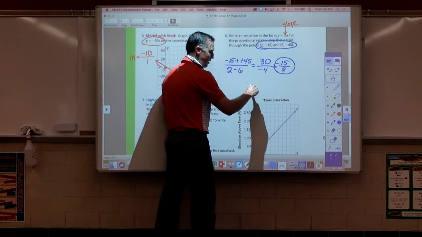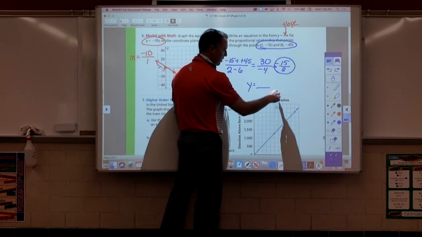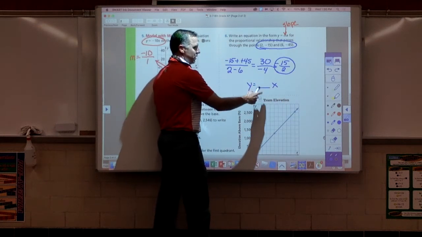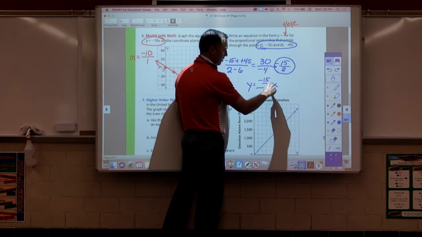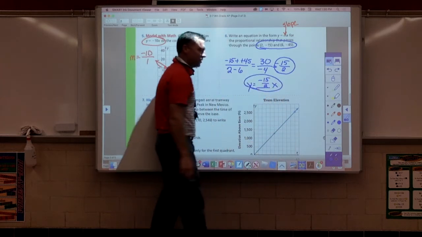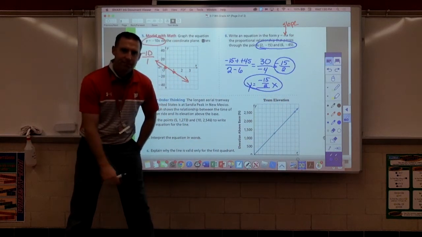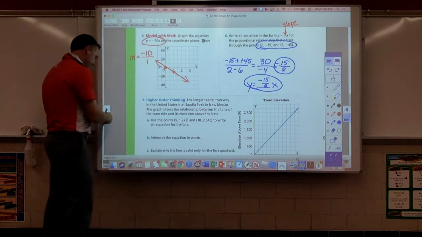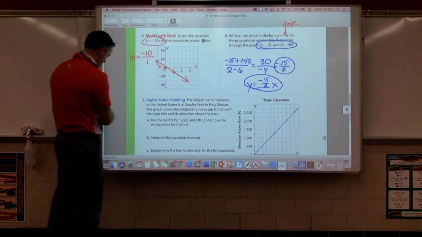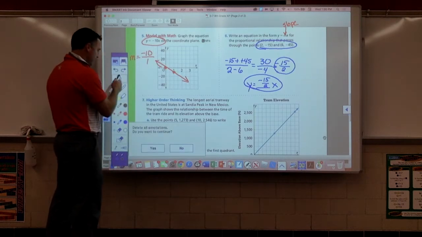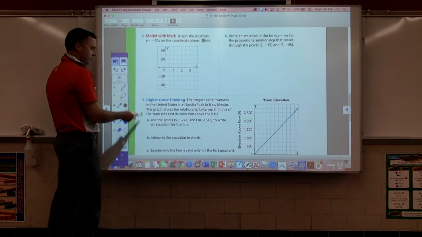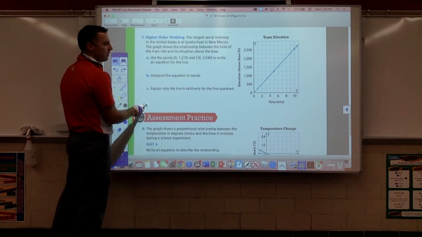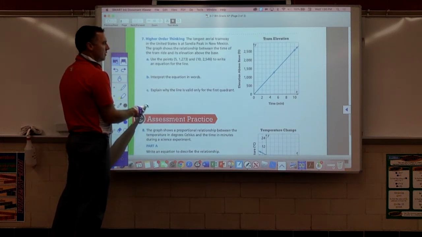This is our slope. Y equals, the slope goes right in that blank, folks. Negative 15 over 2. Questions? Is x always there? Yeah, pretty much. Okay, how many of you want to do number 7? Let's go to 8. Do 8, Mr. Knoll.